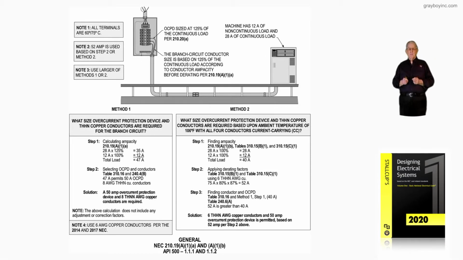Now this illustration deals with feeders, not branch circuits, and the general principles and rules are found in NEC 215.2(A)(1). Now let's review the notes first.